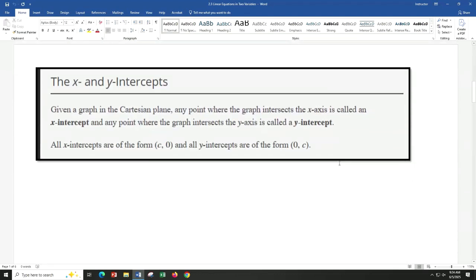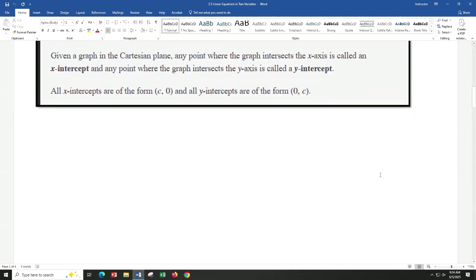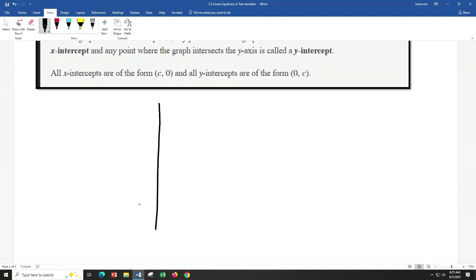Notice on this one, something we've been talking about a lot, given a graph in the Cartesian plane, any point where the graph intersects the x-axis is called an x-intercept. Anywhere the graph intersects the y-axis is called a y-intercept. All x-intercepts are of the form c, 0, and all y-intercepts are of the form 0, c. Well, this is what you're seeing right here.